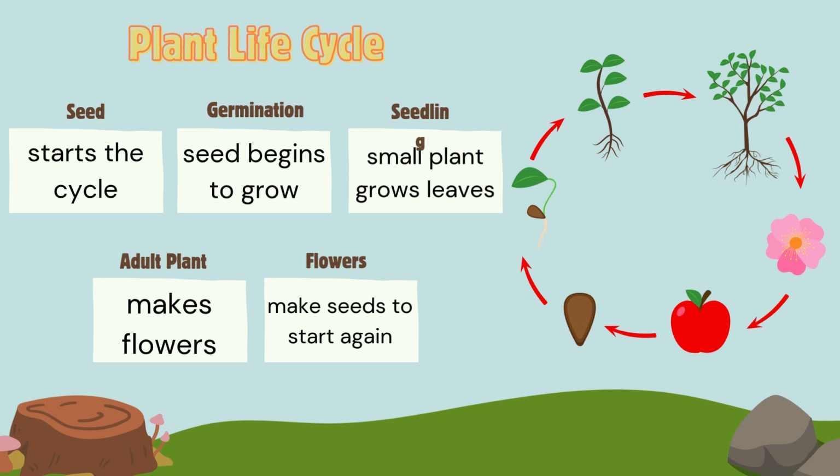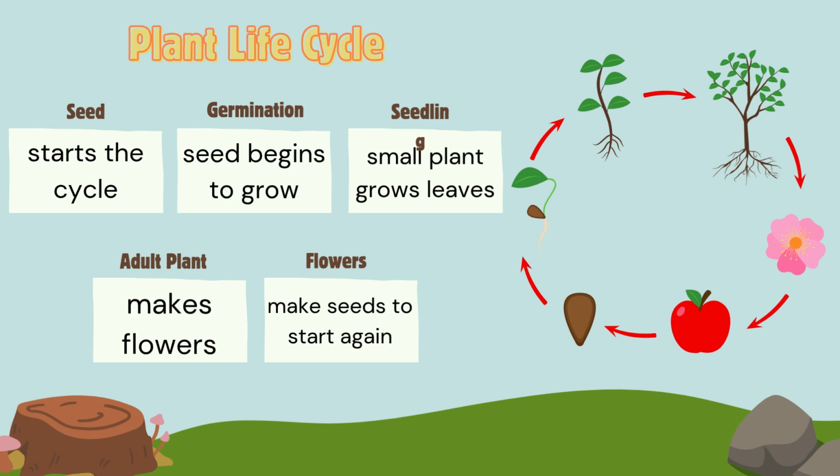Plants also go through stages. They start as a seed, then they grow into a full plant, make flowers, and then those flowers turn into new seeds. So let's quickly look at the life cycle of a plant. You can follow this diagram on the right, and then I can quickly read it to you. So it starts with a seed. This is where the cycle starts.